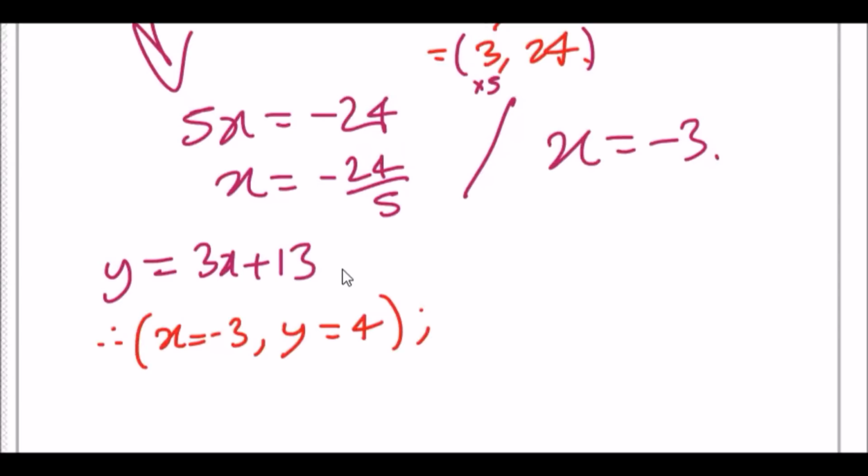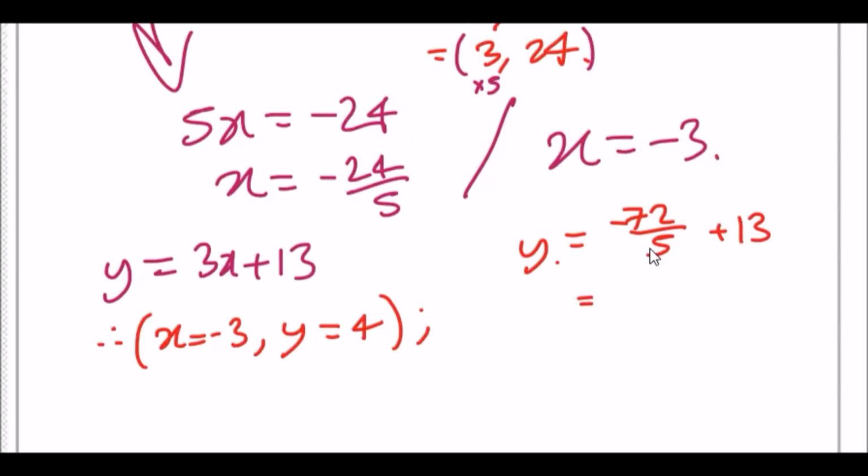Now the annoying one is the second one, the fraction. So when x is minus 24 over 5, we're going to have y equals, let's try and do it fast here, 3 times 24, which should give us 72 over 5, plus 13.